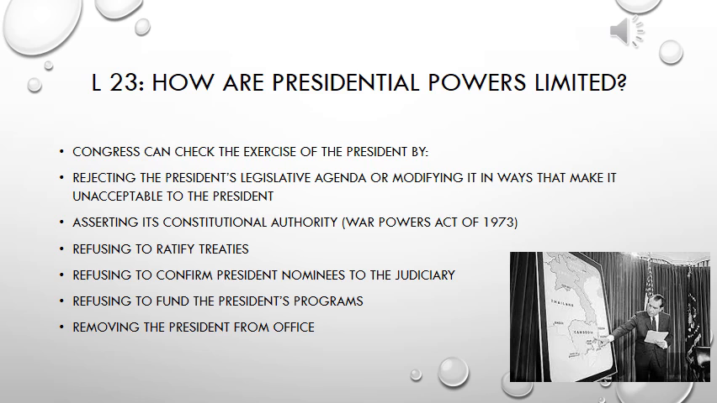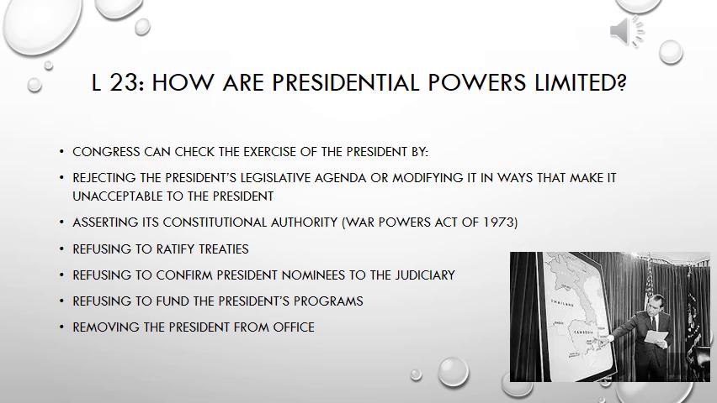So how are presidential powers limited? Congress can check the exercise of the president by rejecting the president's legislative agenda or modifying it in ways that make it unacceptable to the president. They are able to do that. There's going to be some compromise, some give and take when it comes to that.